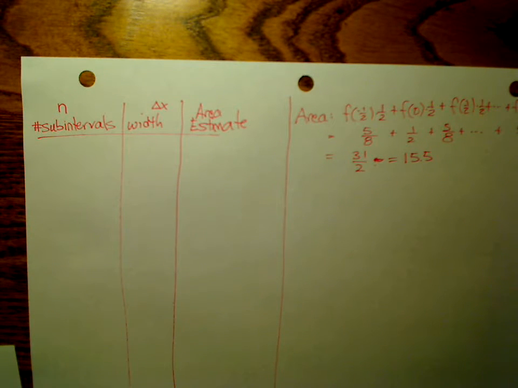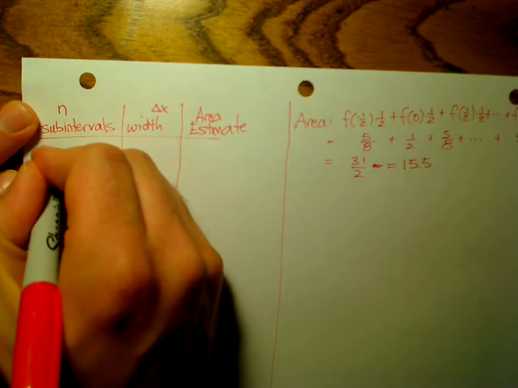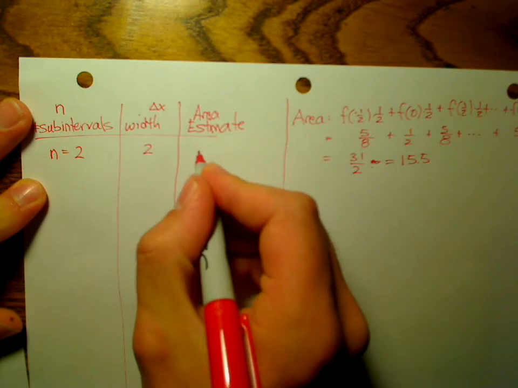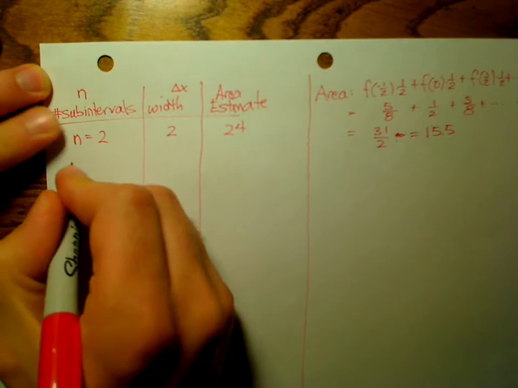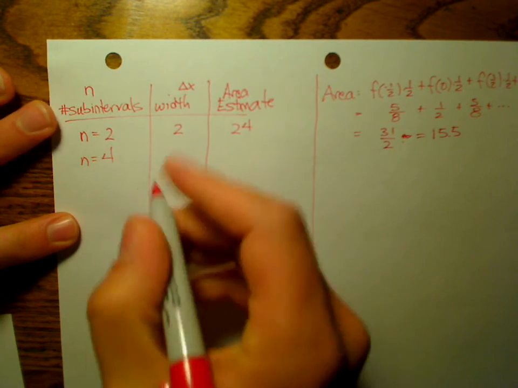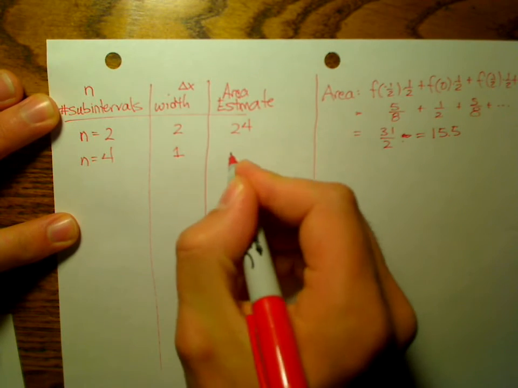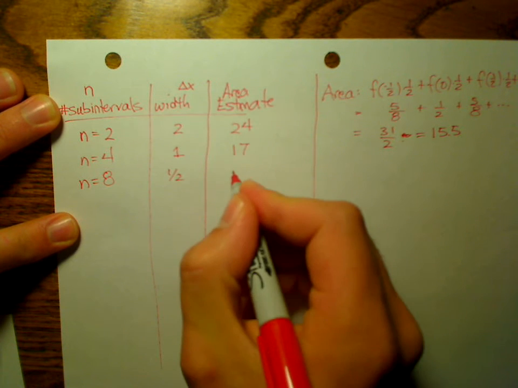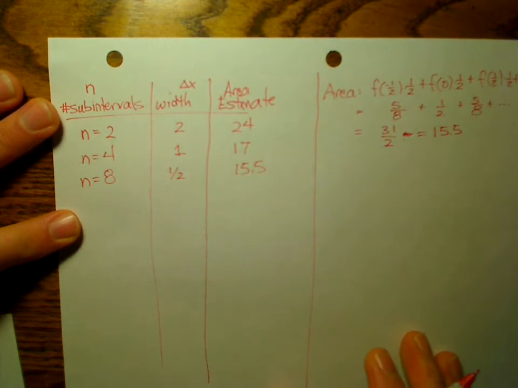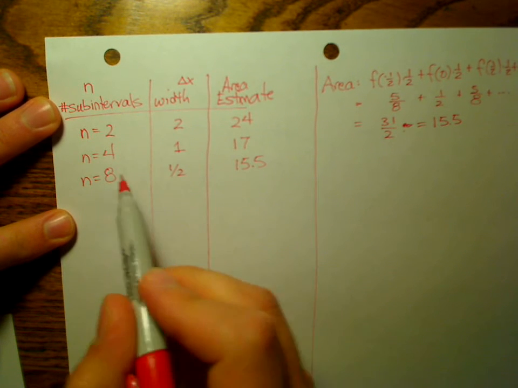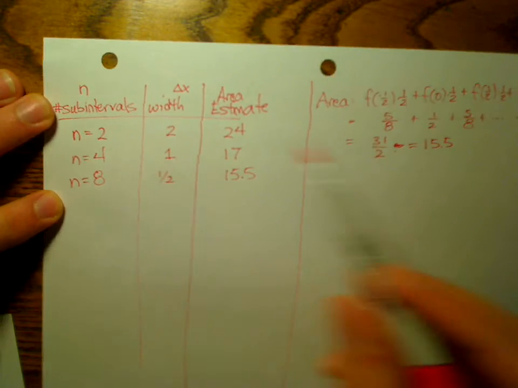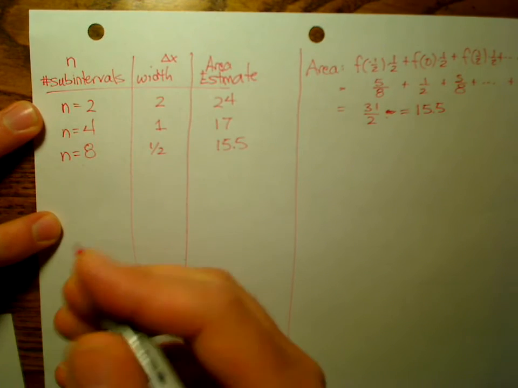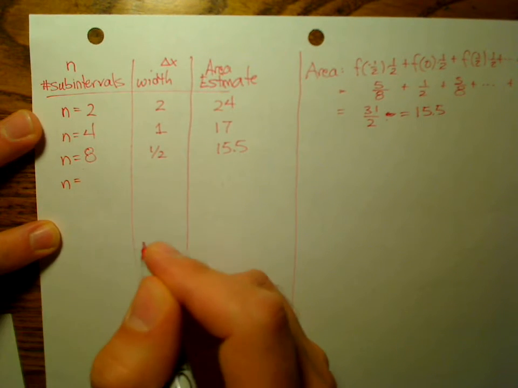So we've seen for n equals 2, our width was 2, and our area estimate was terrible, 24. For n equals 4, we had a width of 1, and our area estimate was 17. For n equals 8, our widths were 1/2. Our area estimate was 15.5. And we can continue this. The more subintervals, the more things we have to add, but the better the precision is. That's the trade-off. And we'll get to a point where it's not tedious to do infinitely many subintervals.